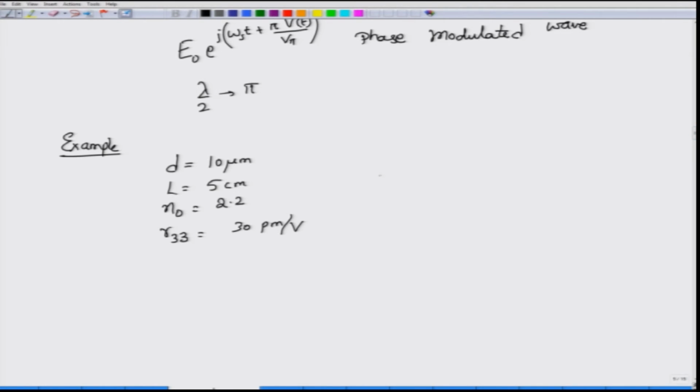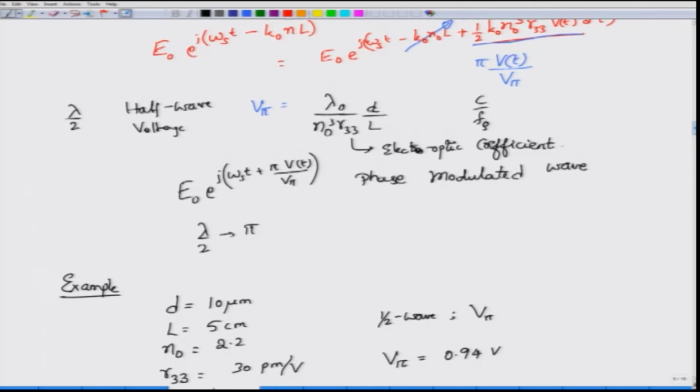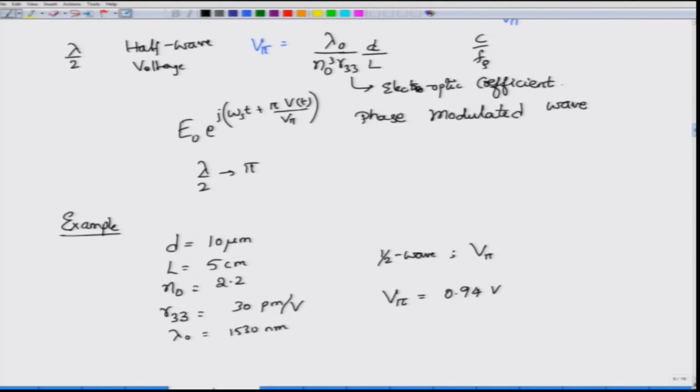You can calculate the half wave voltage, that is, V pi, for this one. Substituting the values, I have to give you lambda. Let us say lambda is 30 nanometers. Substituting this into the expression, you will find that V pi is roughly 0.94 volts. Calculate this by writing the formula lambda 0 by n0 cube r33 d by L. You can use this equation and find that V pi is very small.